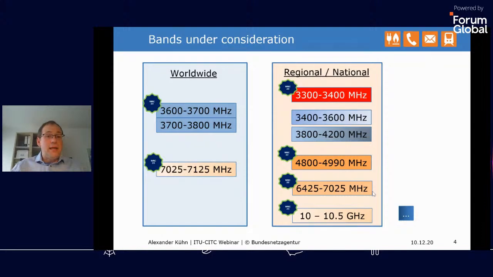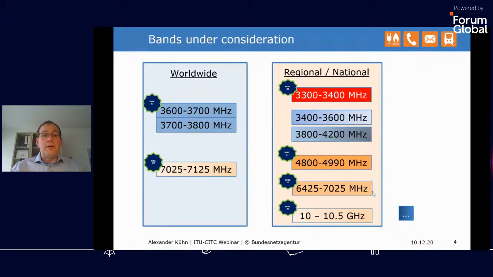So BNetzA is quite happy that we are moving on to more interest in the 3.7 to 3.8 gigahertz band, and our approach to provide here an application-based process to the verticals and the industry is really a system which is moving on and which is really growing.